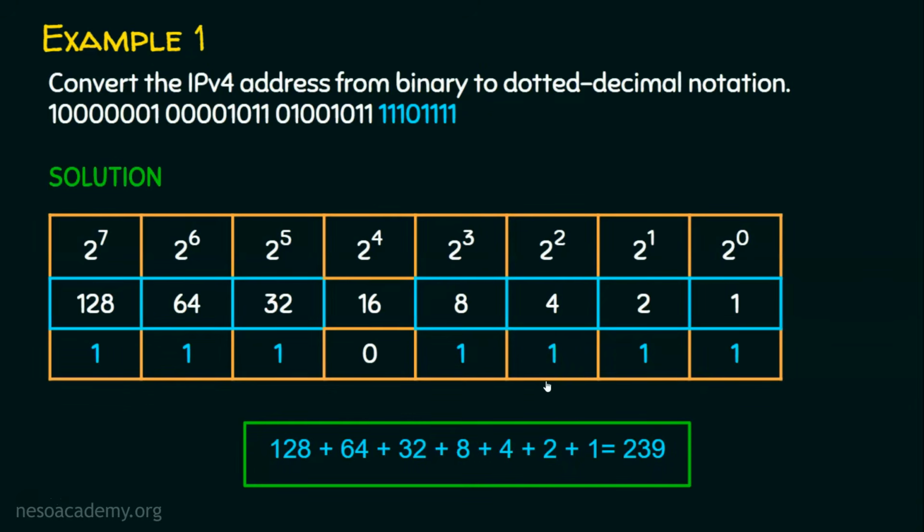We can also solve this in another way. When all bits are 1, what is the maximum number we will get? We know when all 8 bits are 1 in an IP address, we will be getting 255. So let's subtract only 16. 255 minus 16, we will be getting 239. So we can take any approach in order to solve this.